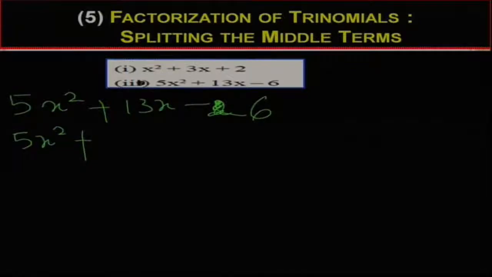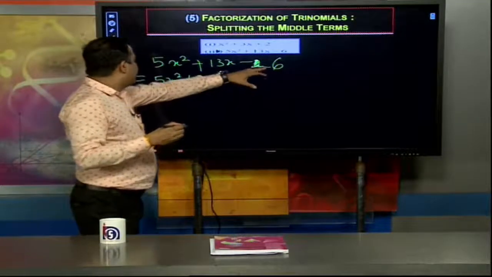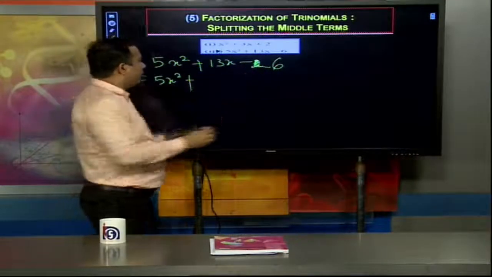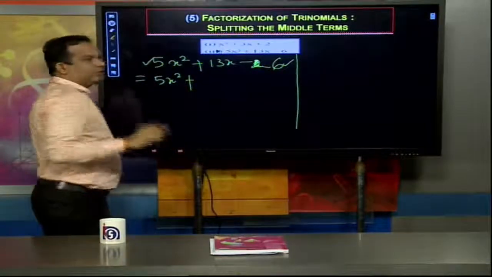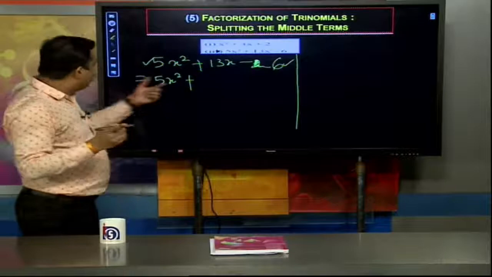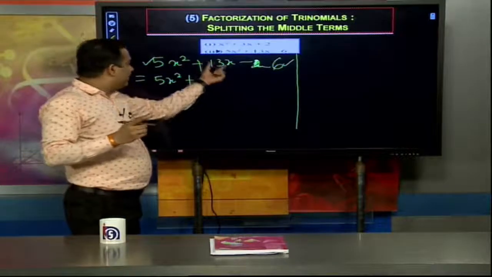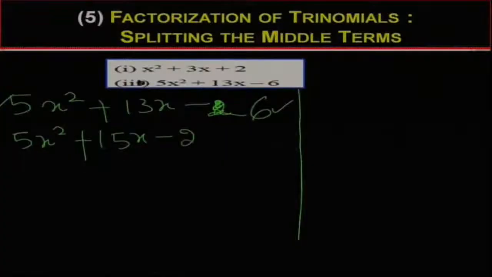Okay. So what will you do? Simply I can write that the product is, you see, when we are splitting, this is the c, this is the a. You just multiply 6 into 5, which equals 30. 30 को हम split करना है, तो 13x I can write 15x minus 2x, because middle term 15x minus 2x is 13x, minus 6.